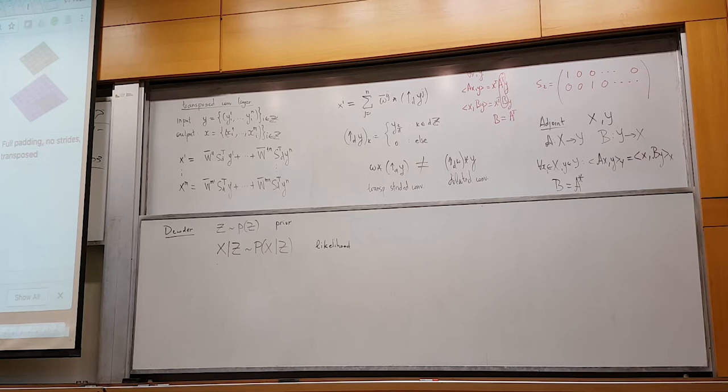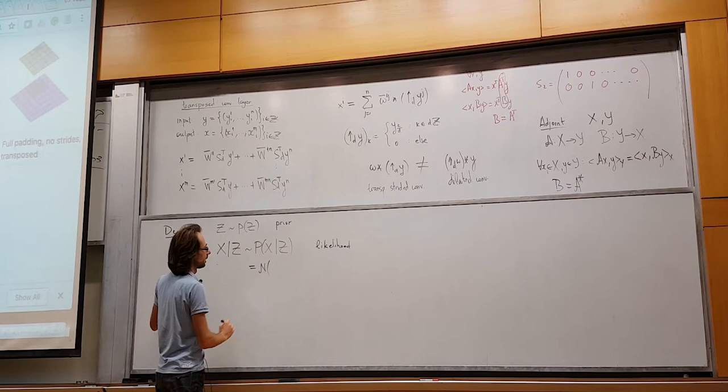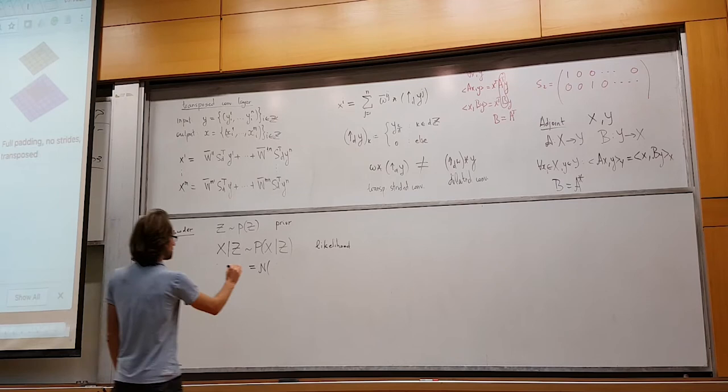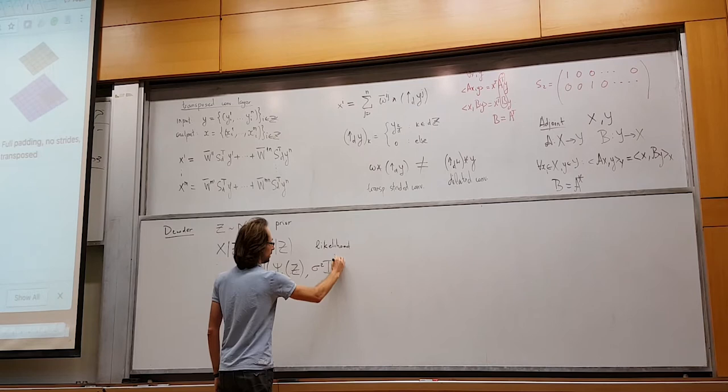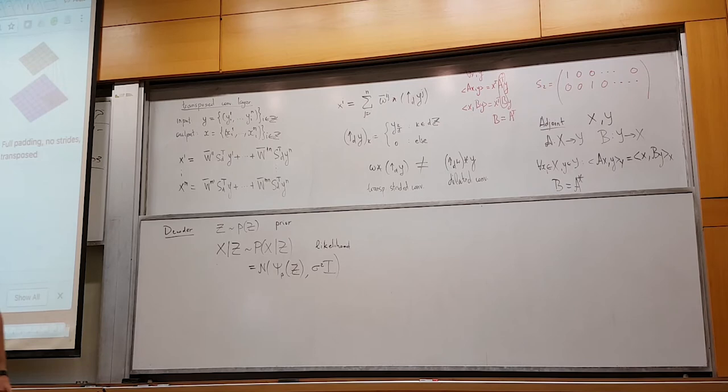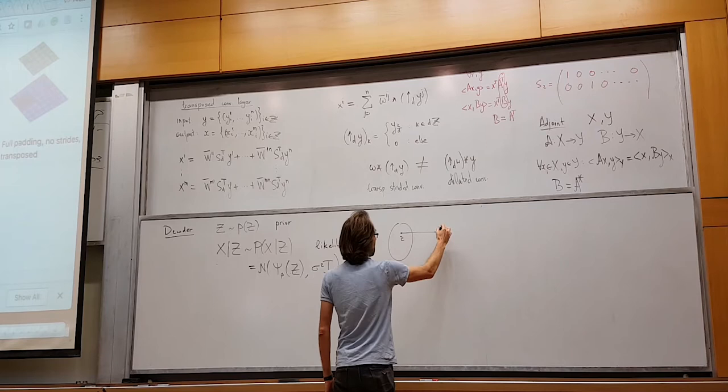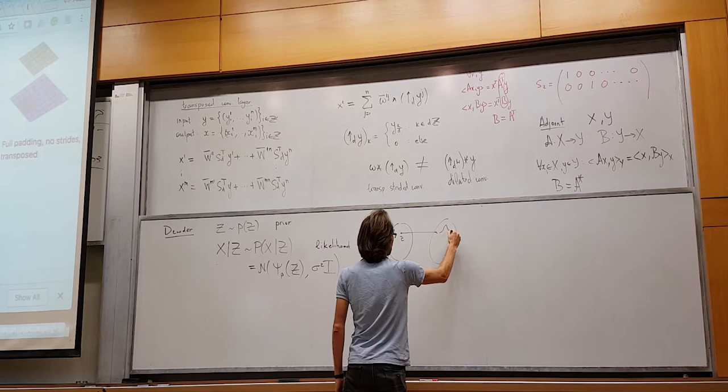And I can model this as a normal distribution, centered at some psi_beta(z), with some unit covariance sigma squared. So essentially, I'm taking a point z in my latent space, and I'm mapping it to some distribution here. Okay, this is the distribution of x given z.